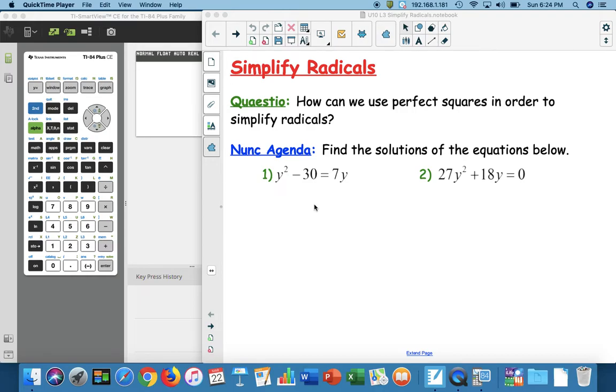Hopefully by now you guys are able to check it on your own and try it, and you're here to check the answers. Let's go with number 1 first. So for number 1, we have y squared minus 30 equals 7y. Remember, the first thing we got to do is set equal to 0, so we subtract 7y from both sides. Alright, when we do that, we get y squared minus 7y minus 30 equals 0.